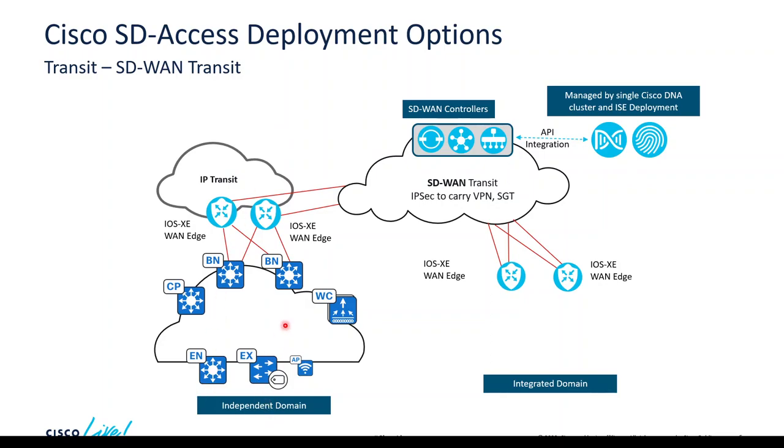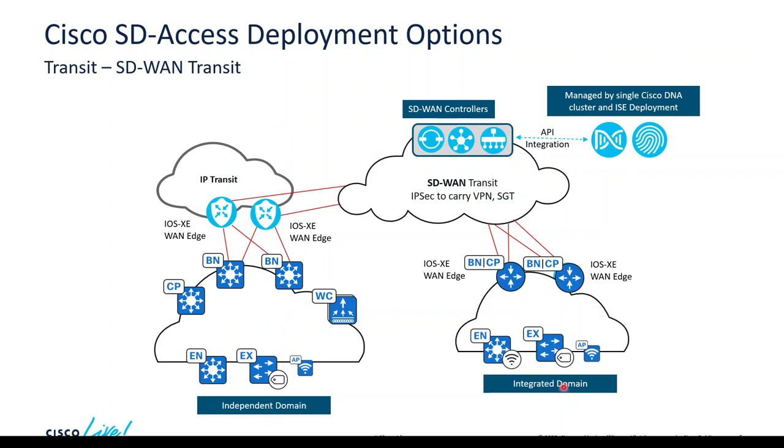There's the independent domain, and then there's the integrated domain. The independent domain is where the SD-Access fabric site border nodes are doing their own thing, and you have your SD-WAN devices doing their own thing, the vEdges, as they're called on the SD-WAN side of things. Whereas in the integrated domain, the border nodes and control planes are doing both functionalities from an SDA and SD-WAN perspective. I believe right now the recommendation is to go with the independent domain, so we keep things separate when it comes to troubleshooting things.